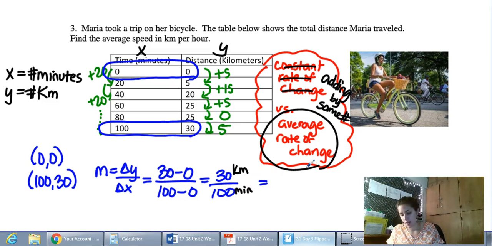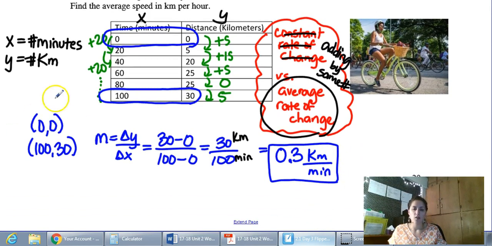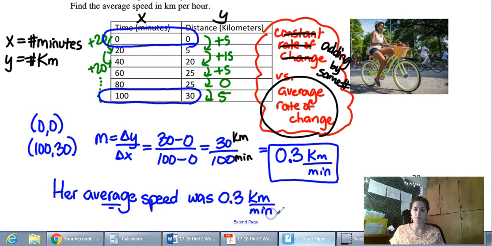30 divided by 100 equals 0.3 kilometers per minute. So our interpretation of this is that on average, her average speed was 0.3 kilometers per minute. And that's it. That's done for number 3.